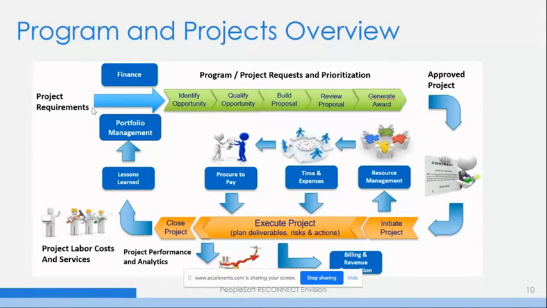And again, that's prior to the project initiating. Those are the requirements being fed in. So the chevrons at the top: identifying opportunities, qualifying opportunities, building proposals, reviewing proposals, and generating awards. Generating awards could also be thought of as creating projects as well. So that's kind of the initial project creation process.